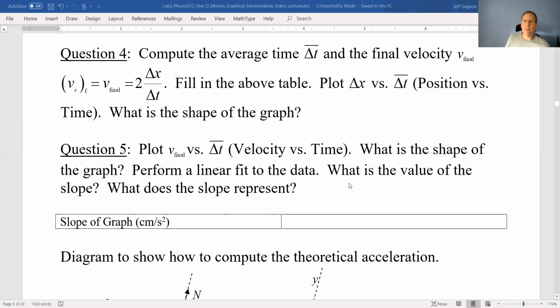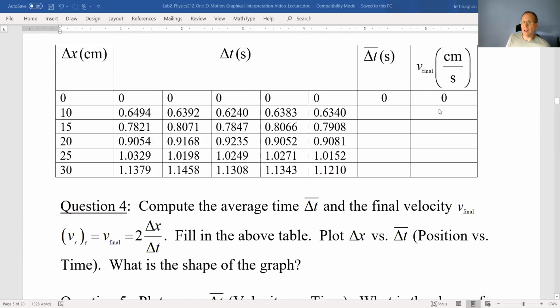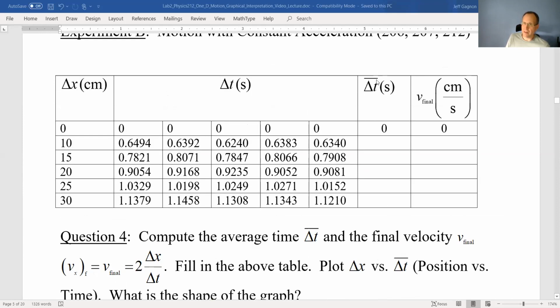Question 5, plot final velocity versus time. So now, time is always x for all these graphs. So time is x again, and now the final velocity is going to be your y. Include 0, 0.